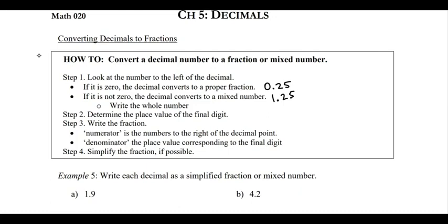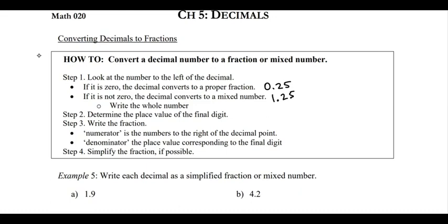So you're going to write the whole number because now you're going to have a mixed number. So you're going to keep the whole part. Determine the place value of the final digit, and then you're going to write the fraction. Numerator is the numbers to the right of the decimal point. Denominator is the place value corresponding to the final digit. Simplify the fraction if possible.